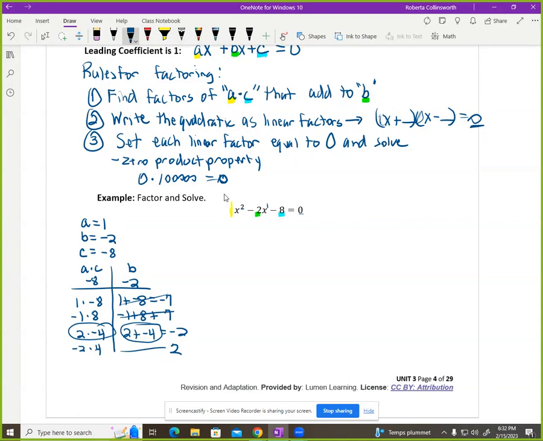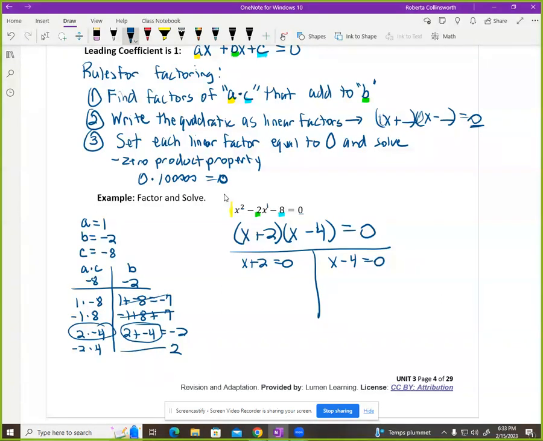So I'm going to write the quadratic as linear factors. And I'm going to put this is positive 2. This is a negative 4. So I factored this. Next, it says set each linear factor equal to 0. So I'm going to take x plus 2, set it equal to 0. Take x minus 4, set it equal to 0.